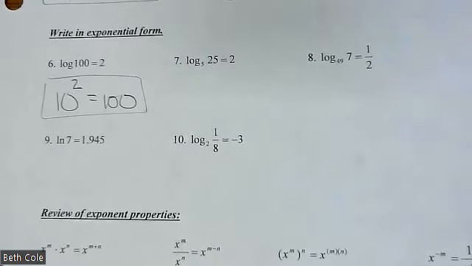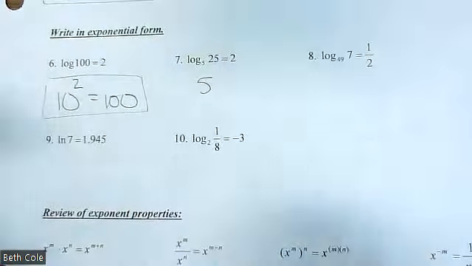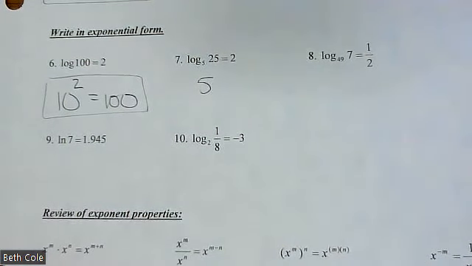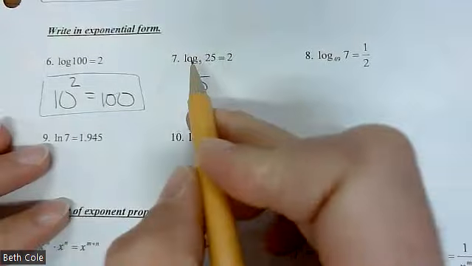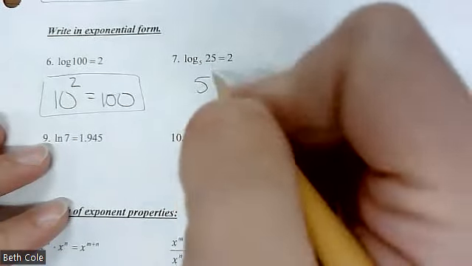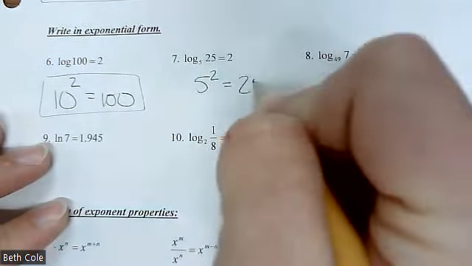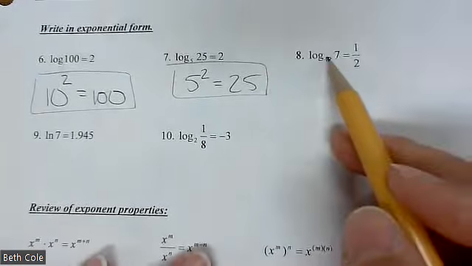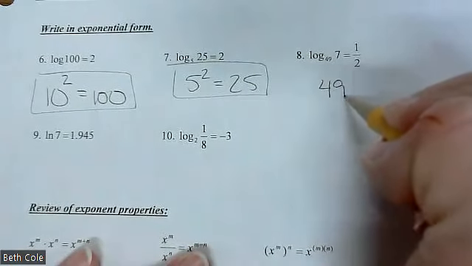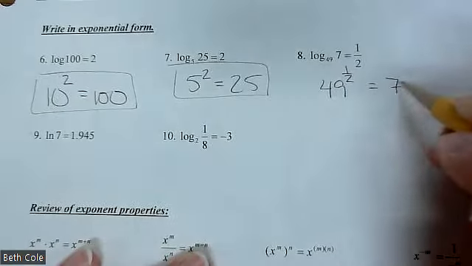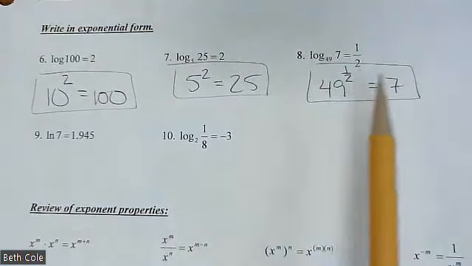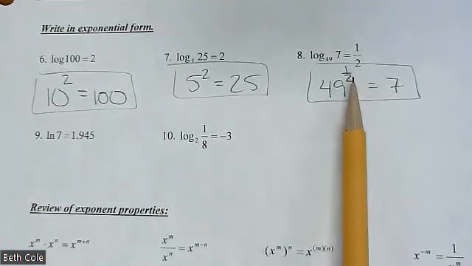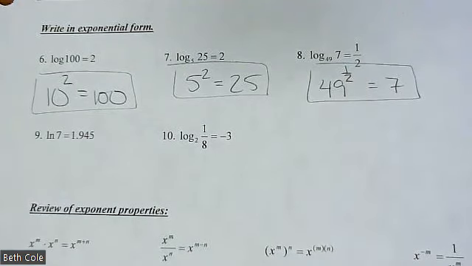All right, so what's the base number for this one? 5. And what is it to what power? 2. So 5 squared equals 25. And then you want to be like, hey, is that true? Yes. All right. How about this one? 49 to the 1/2 power. Now that is true. And that's because the 1/2 power, we talked about this last time. The 1/2 power means square root. The 1/3 power means cube root. Okay. So the square root of 49 is 7.